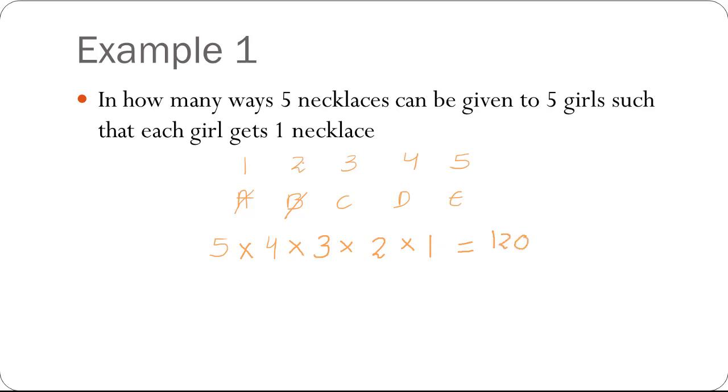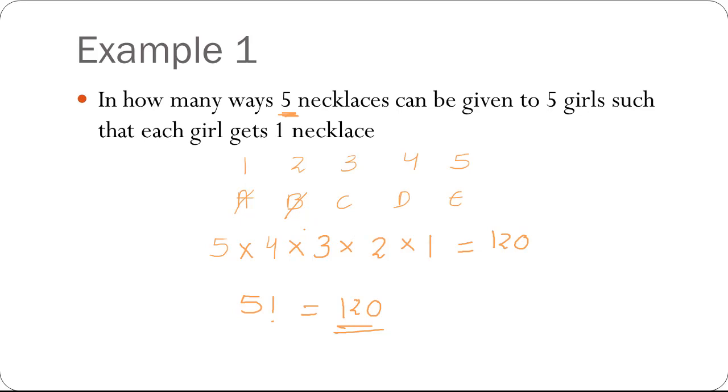Now as we discussed previously, if there are n things which are to be distributed among n people, then that can be done in n factorial ways. Here n is replaced by 5, right? So the answer for this question should have been 5 factorial, which is 120 only, right? 120. So that's the same thing. This I've done just to illustrate the concept a bit better.